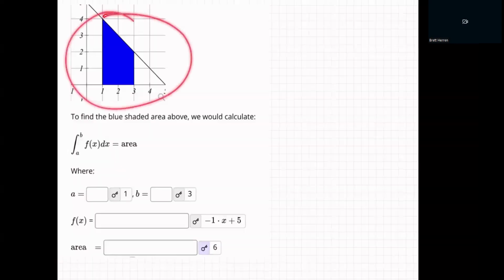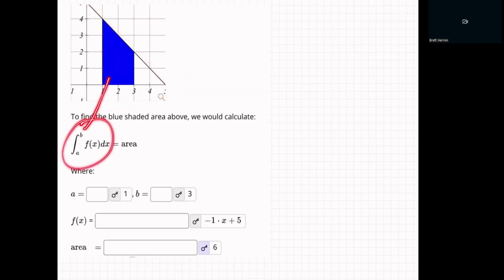Okay, we have a graph up here, a straight line, and then some area underneath it. And they're saying this integral represents that area. We know that's what an integral is. It's a big S, which says add up the area from A to B. So here's our A, here's our B. A is 1, B is 3. We're adding up the area from 1 to 3. That's A and B of the function.